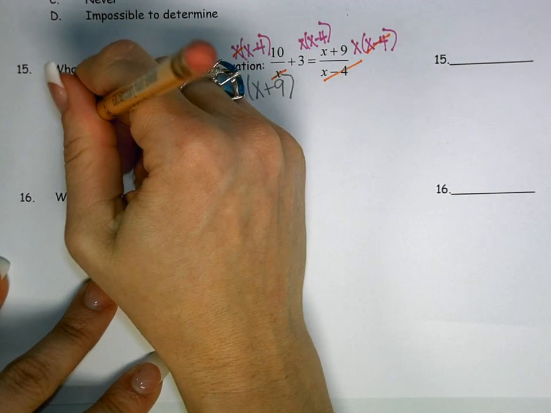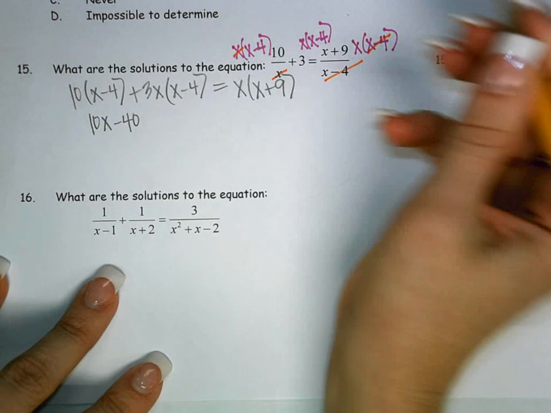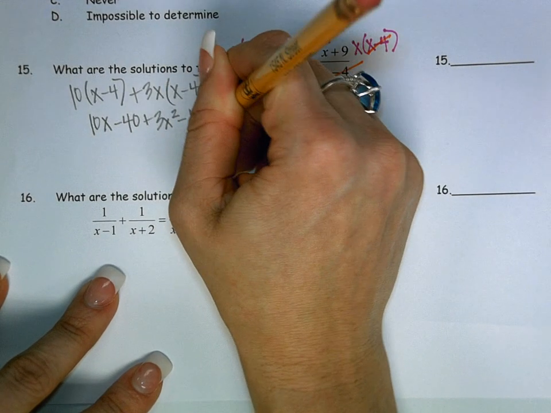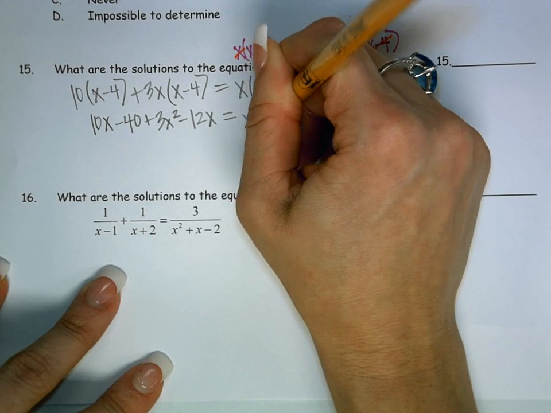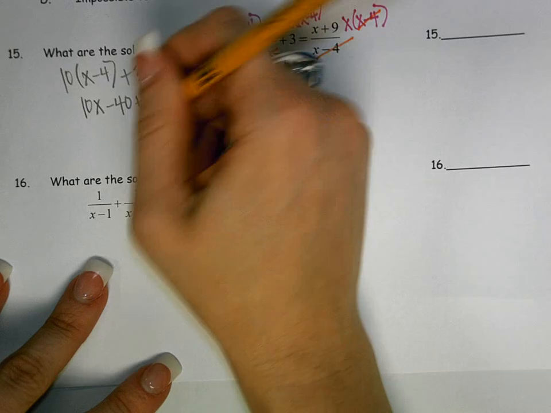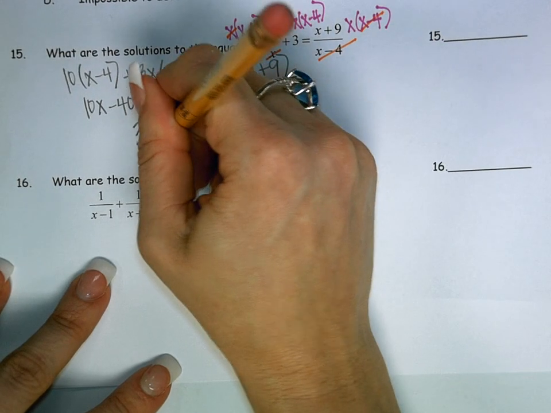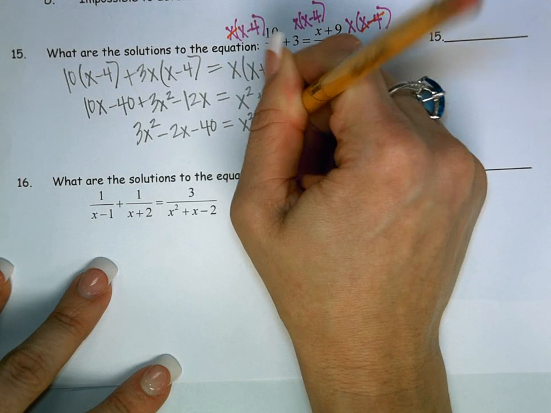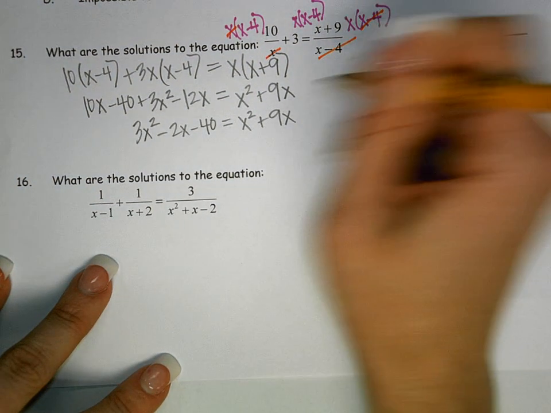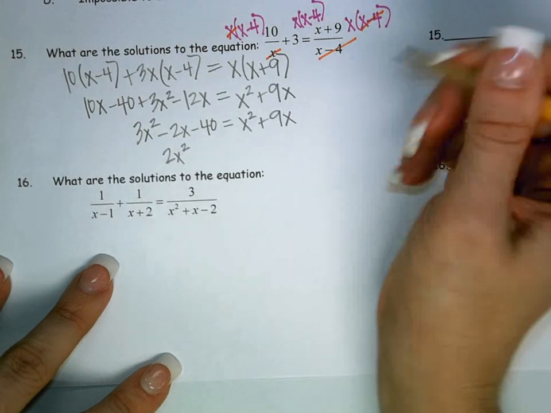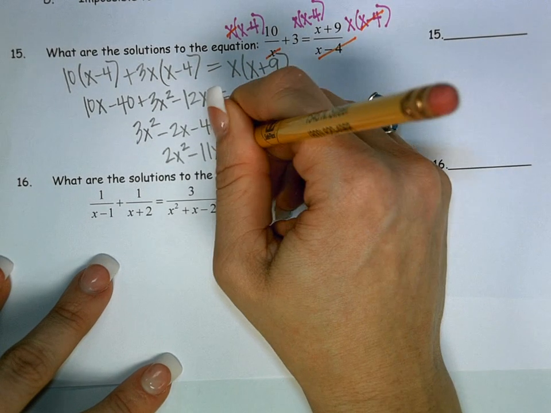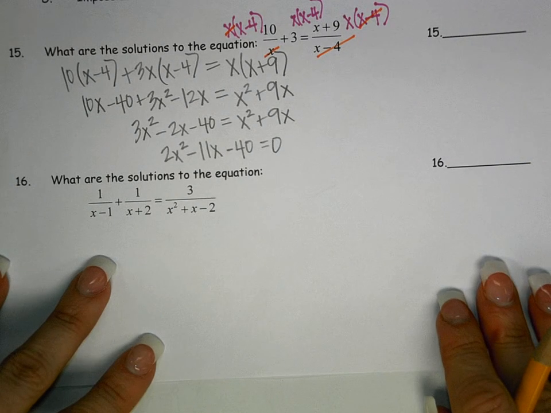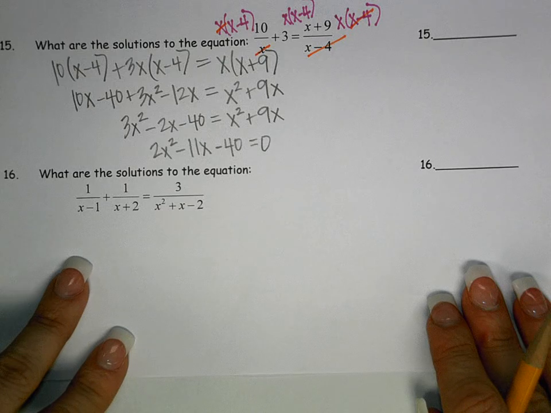Okay, if you distribute correctly, we should get 10x minus 40 plus 3x squared minus 12x equals x squared plus 9x. Combine your like terms: 3x squared minus 2x minus 40 equals x squared plus 9x. Move things over, that'll give you 2x squared minus 11x minus 40 equals 0. You could do quadratic formula, or you can factor this.